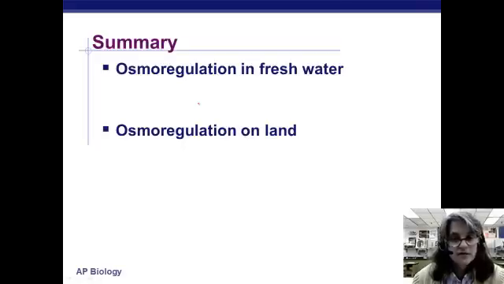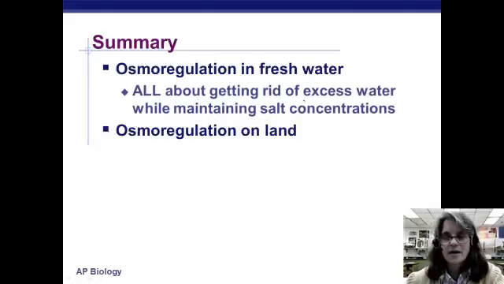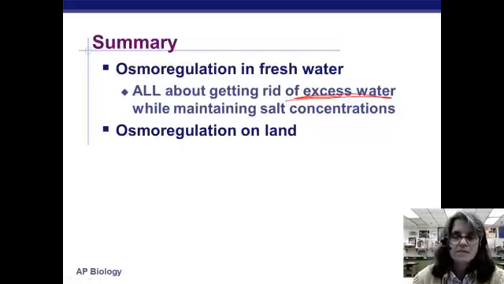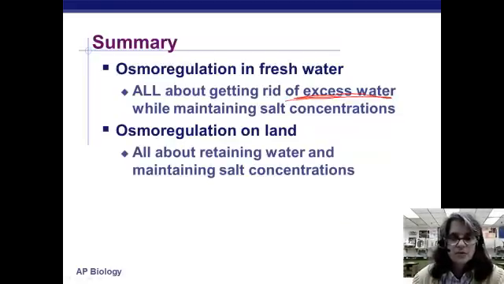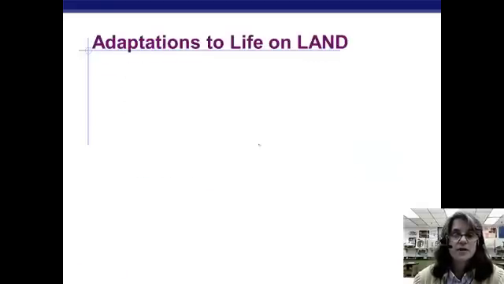osmoregulation in freshwater is fundamentally different than osmoregulation on land or in saltwater, but let's just stick with the freshwater to land comparison. Osmoregulation in freshwater is all about getting rid of that excess dangerous water. We certainly need to get rid of the toxic ammonia too, but we get rid of that with all that excess water we're getting rid of. Osmoregulation on land is about retaining as much water as possible, and as we are trying to get rid of waste.